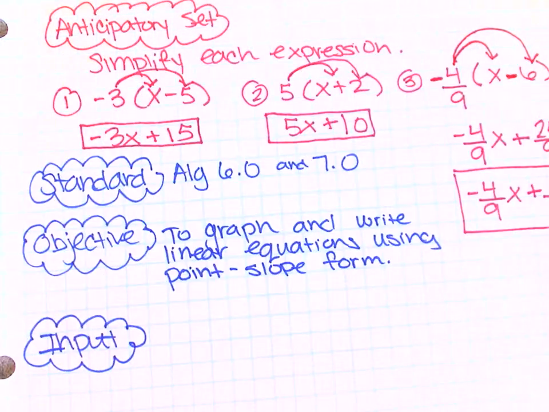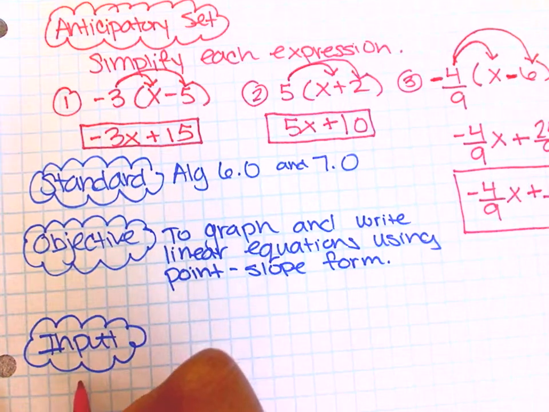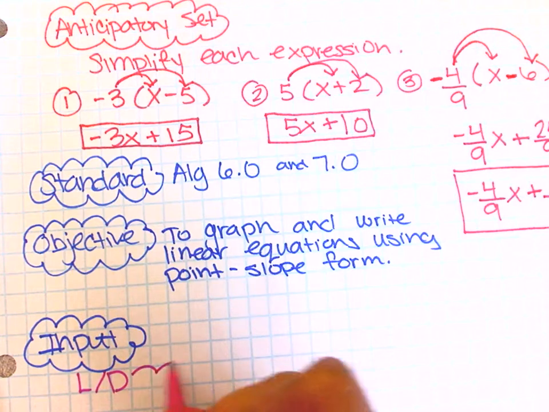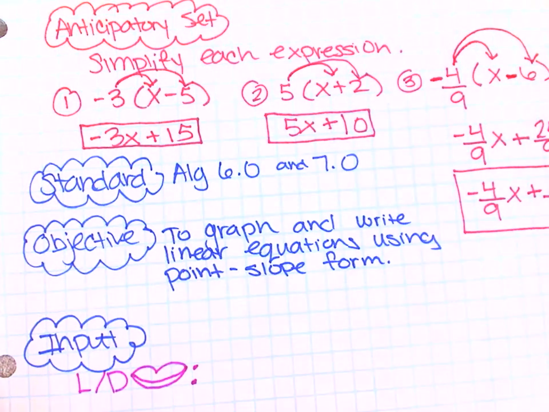All right, so we're going for input, talking about point slope form and writing linear equations. So let's go ahead. We have a couple of language of the discipline words. Draw your gate icon. These are words we need to know.